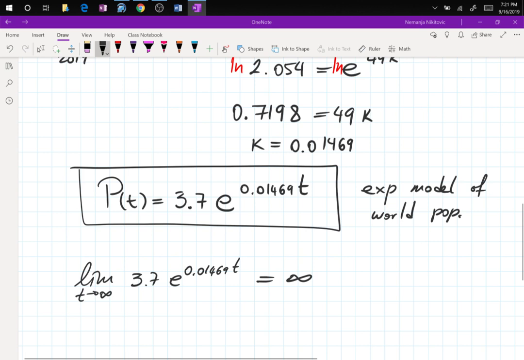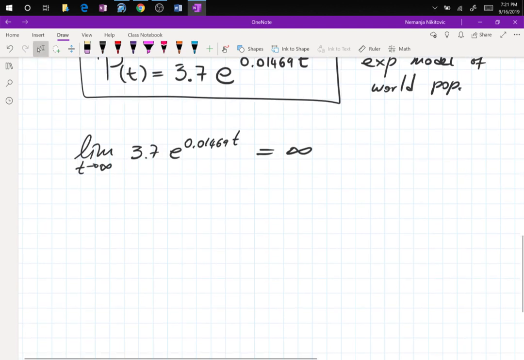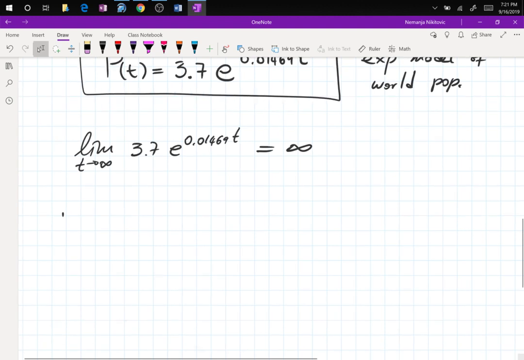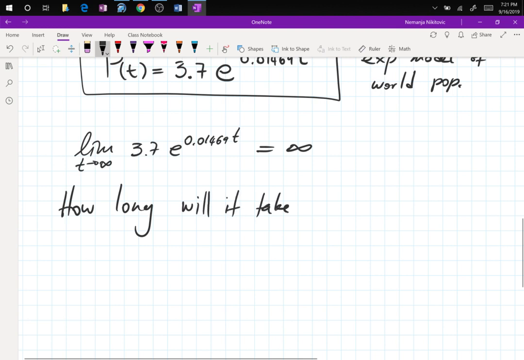I said 10 to 15, you said 5. 15. So now, I want to know how long, in terms of time, how long will it take for the population to grow to 15 billion?